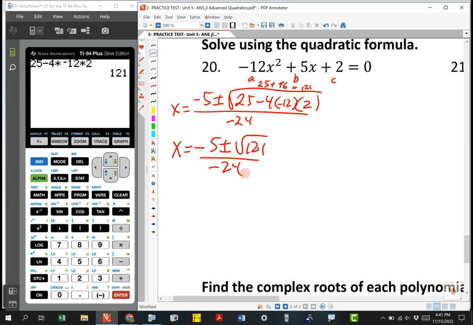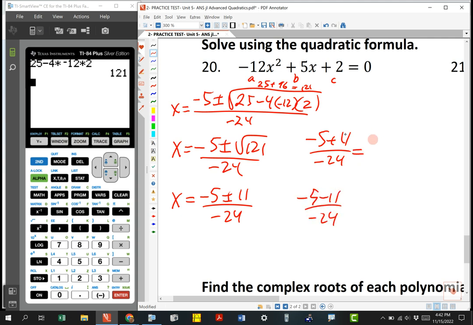We recognize that as a perfect square of 11. So this is going to be x equals -5 plus or minus 11 over -24. And then we can probably write this as two separate pieces and see what happens. So one of them is going to be -5 plus 11 over -24. The other one is going to be -5 minus 11 over -24. That's a minus 11 right there. We'll make sure that looks right.